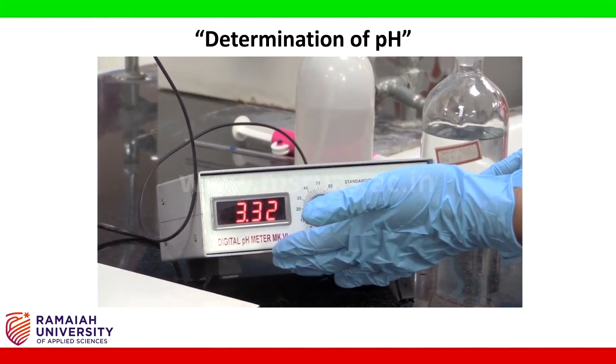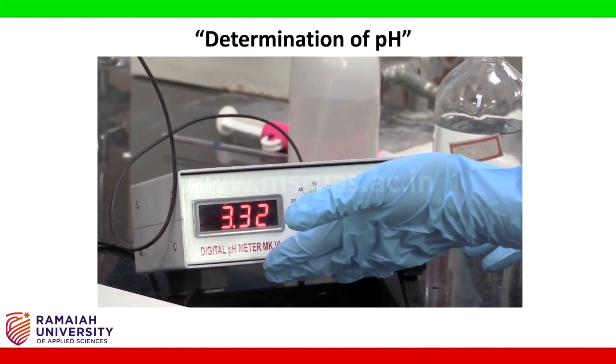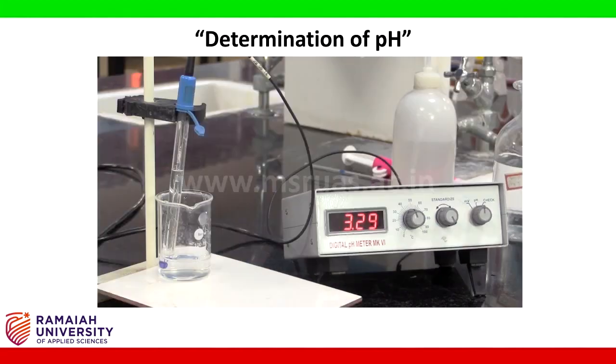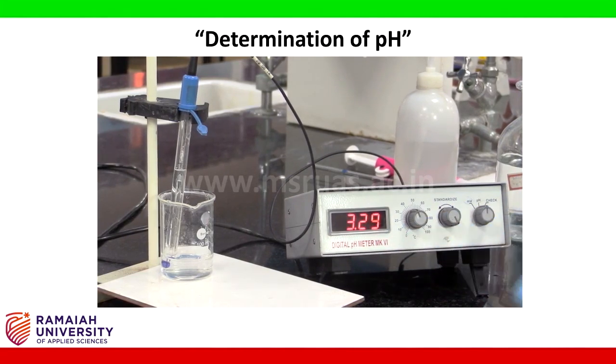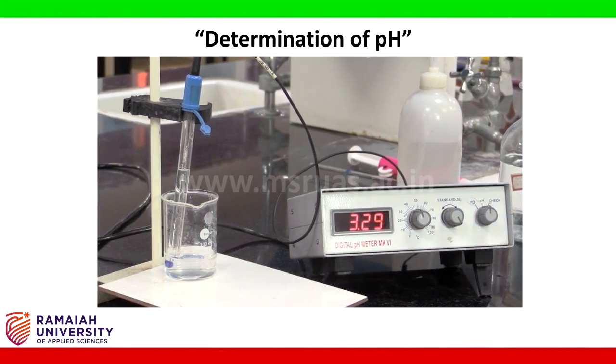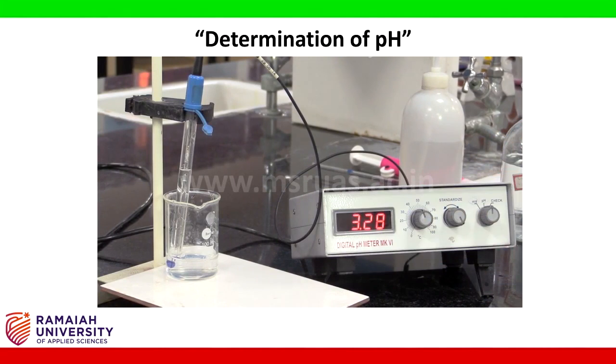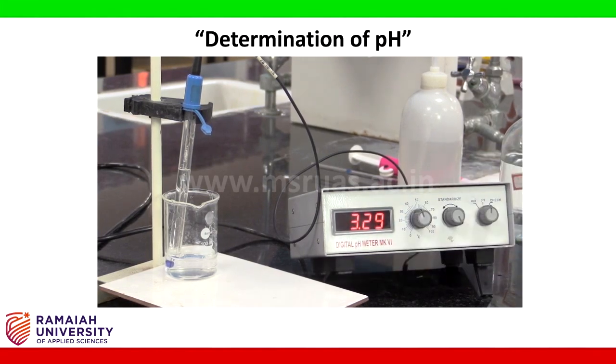Now you can note down this value. This will give the pH of the given water sample. Now you can see that the value displayed is 3.3, which is less than 7, which means the given sample is acidic. This completes the experiment to determine pH of the given water sample.